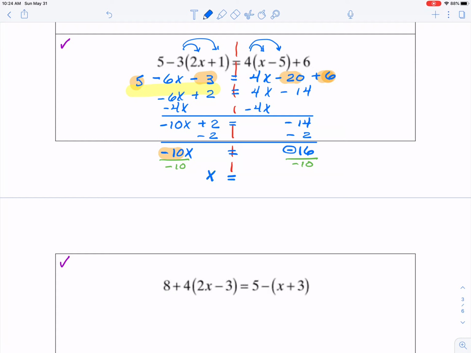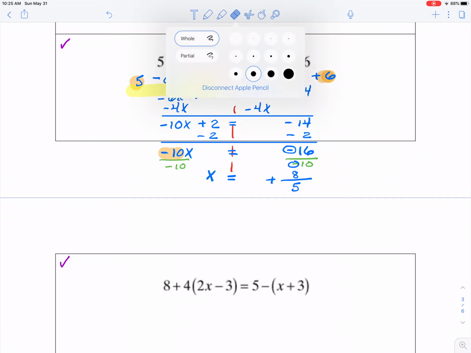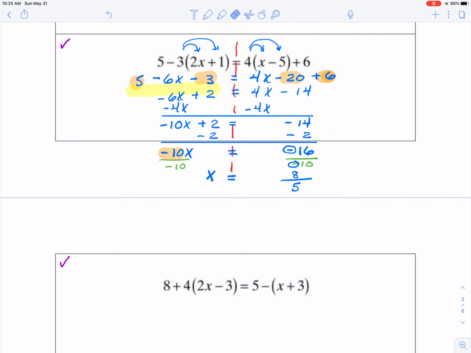Negative divided by negative is going to give me a positive result, and 16 over 10 will reduce down to 8 over 5. And you definitely want to leave that in fraction form. You don't want to try to convert that to a decimal or anything unless it's a word problem and you might want it in decimal form. But generally you want to leave these things in their exact fraction form.